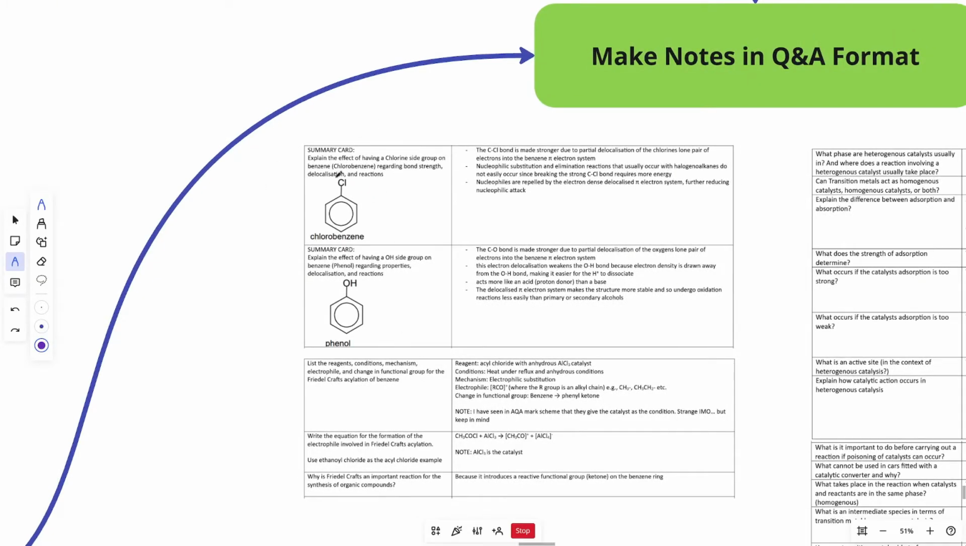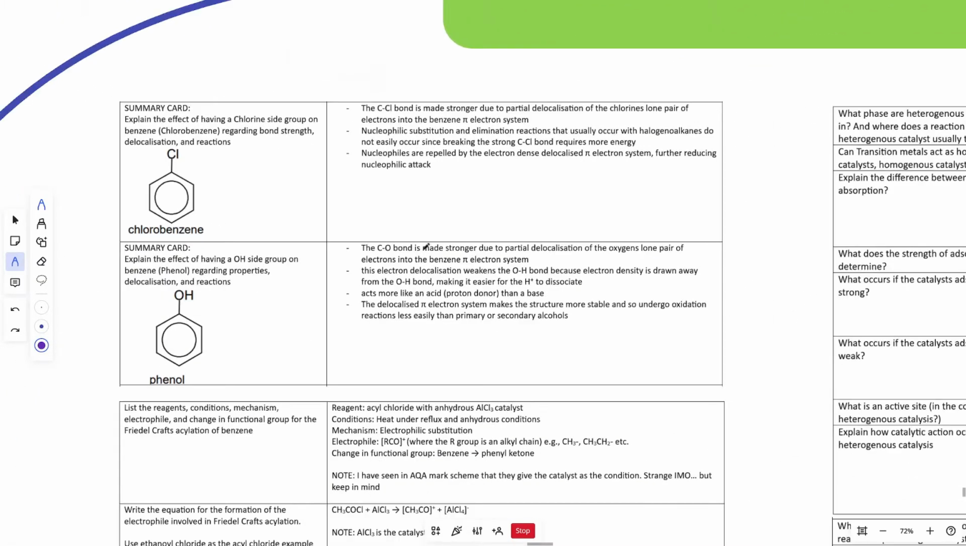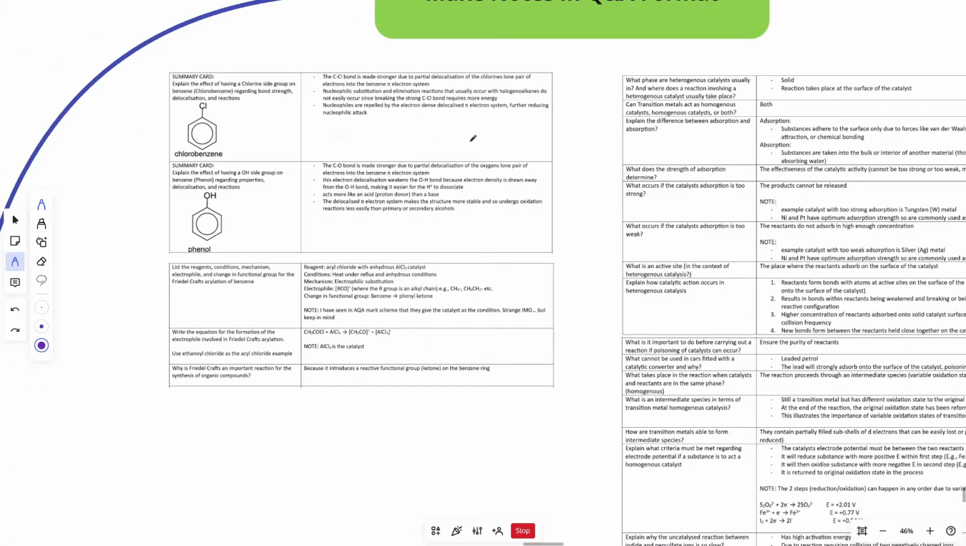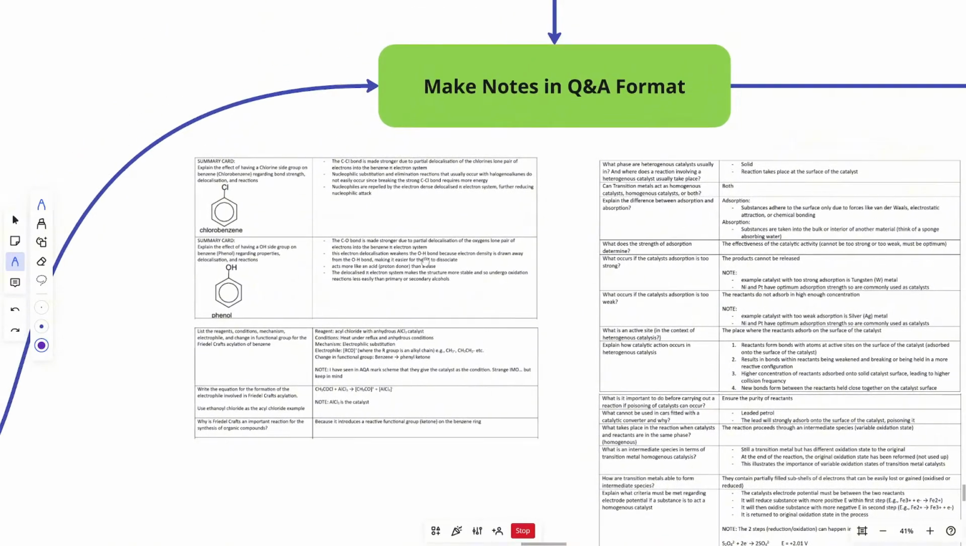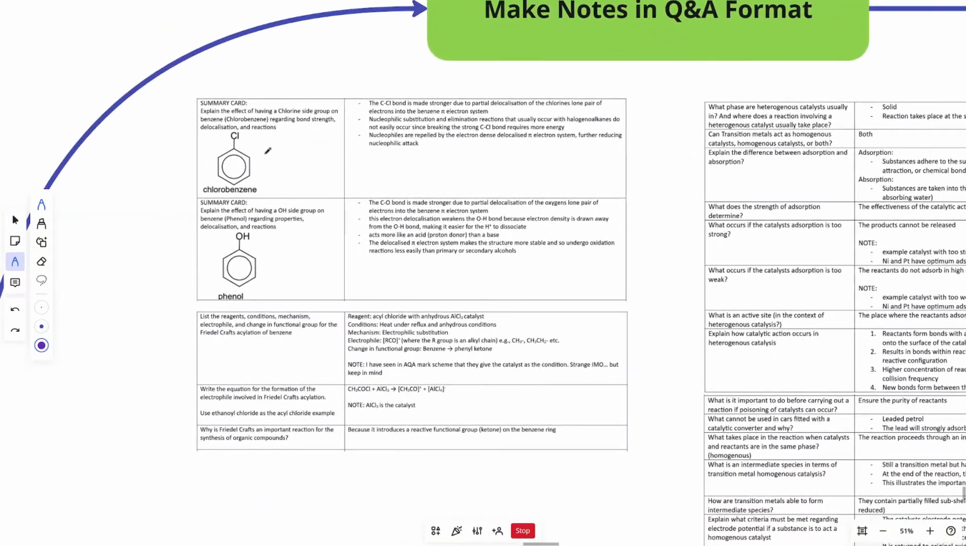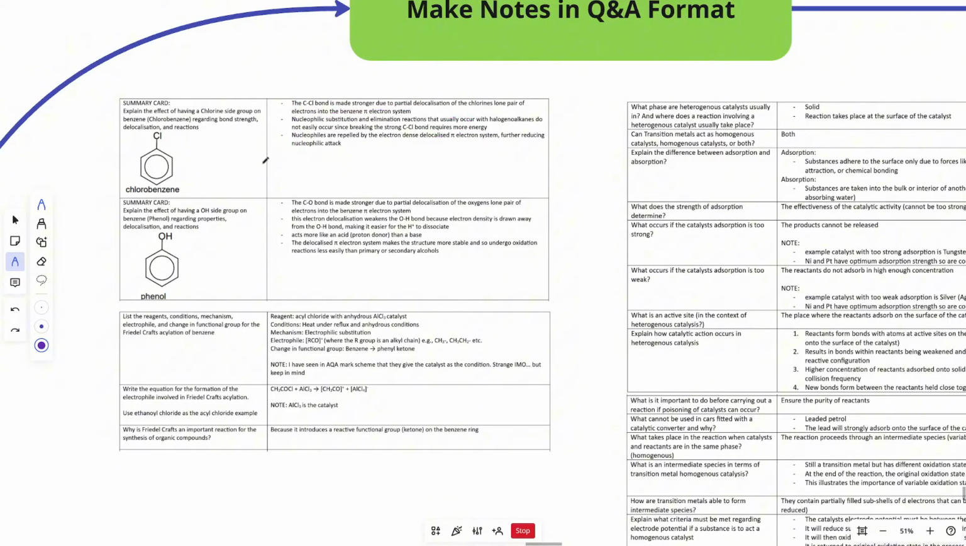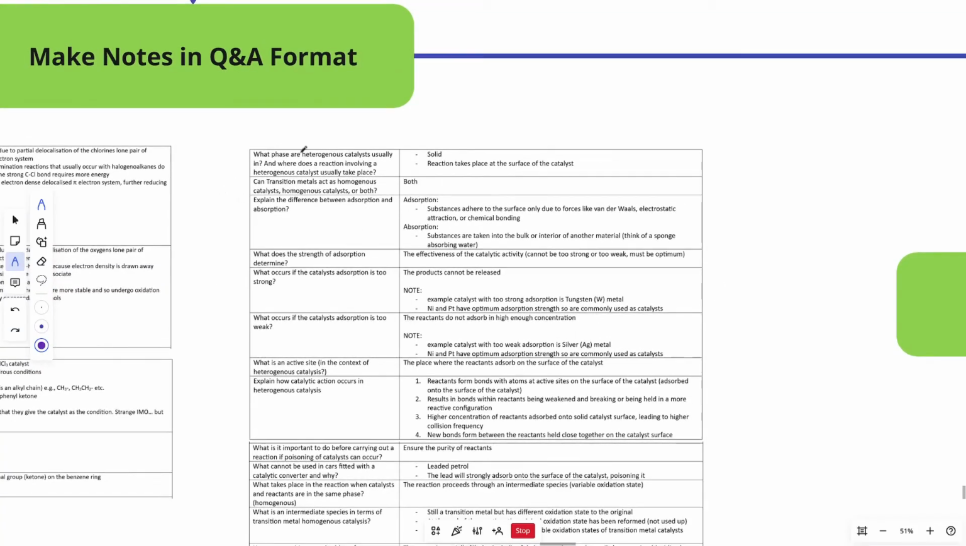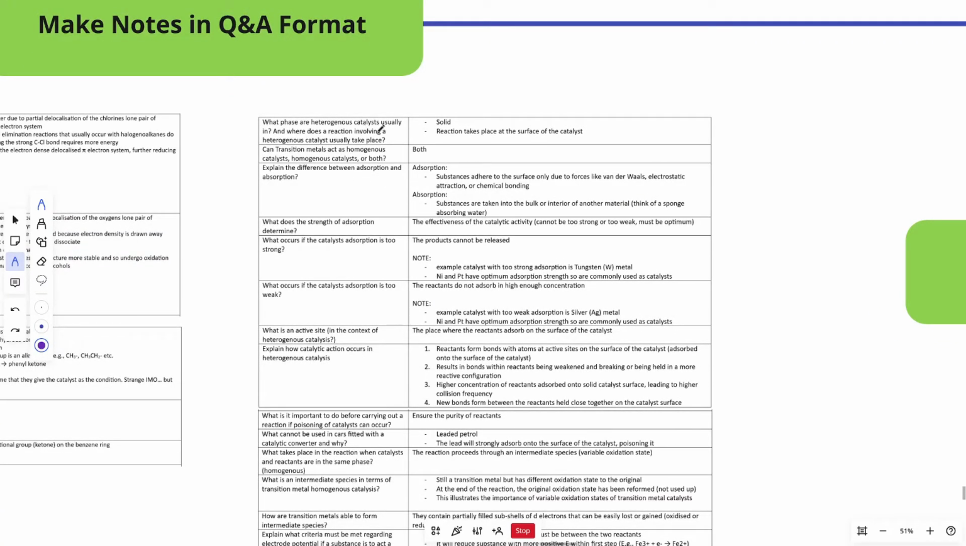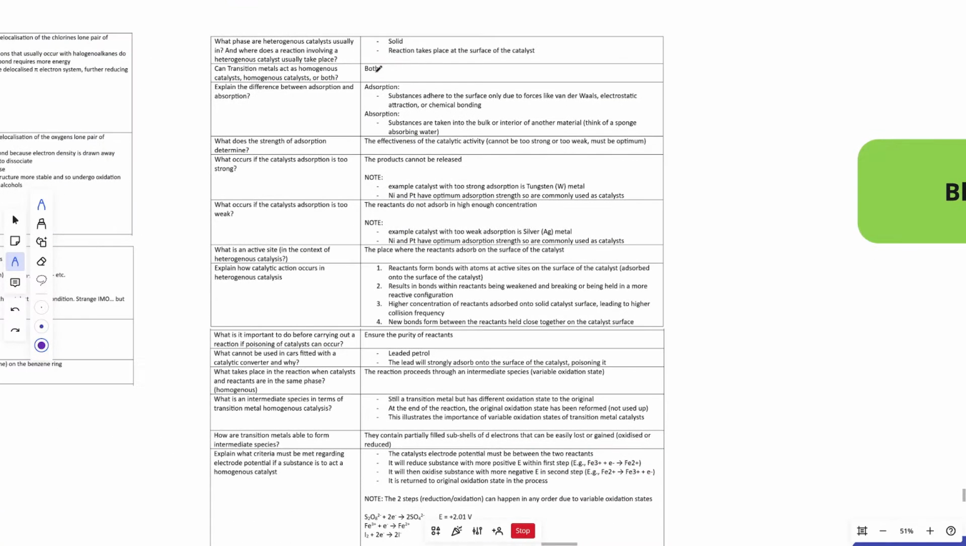So like this one right here is a summary card, just an example from the aromatics topic for AQA. I send all these to my students, right? You would have a summary card explaining the effects of having a chlorine side group on benzene, chlorobenzene, regarding bond strength, delocalization, and reactions, and then your answers right here. Okay, this is a summary card, so it's sort of condensed, like 3 or 4 cards into one. This is for transition metals, right? What phases are heterogeneous catalysts usually in? Blah blah blah. Just an example.